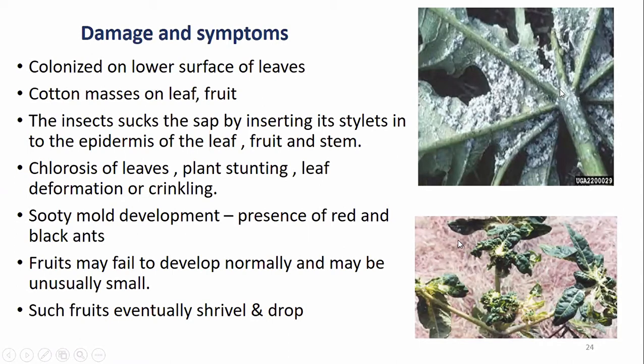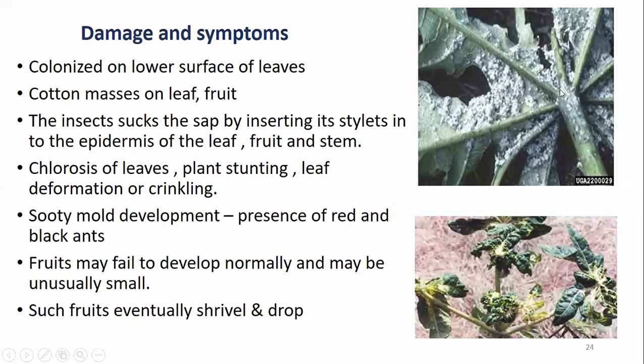Due to the sugary substance, we can see the presence of red and black ants, also on the fruit. That sooty mold development also affects photosynthesis. So fruits may fail to develop normally. Fruit formation is mostly affected, and if fruit is formed, small fruits appear. Such fruits eventually shrivel and drop.